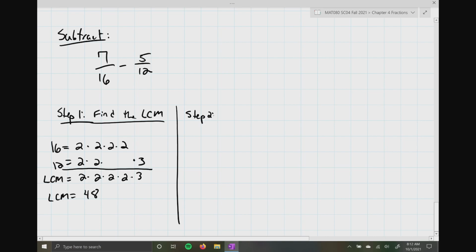Step 2. We're going to build equivalent fractions. Now, sometimes this is the part that we skip. Unfortunately, this is the most important part. So what I like to do is I will write the first fraction, 7 over 16. I'm going to write the multiplication by another fraction, and that has to equal a third fraction. However, that denominator is going to be 48.